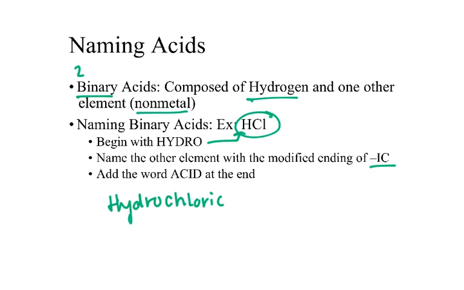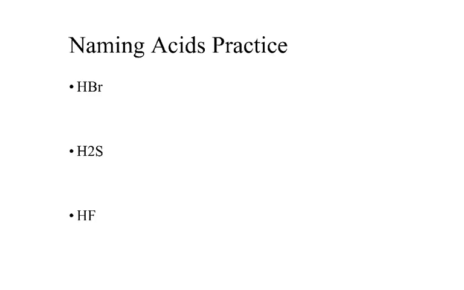So step 1 was hydro. Step 2 was naming chlorine and changing the ending to ic. And then step 3 is we're just going to add the word acid to the end. Okay, so HCl becomes hydrochloric acid. Pretty simple with these guys, so we're going to do a couple practice ones. So I have HBr. You guys can pause the video here real quick, take a shot at these, and then unpause and we can go through the answers.